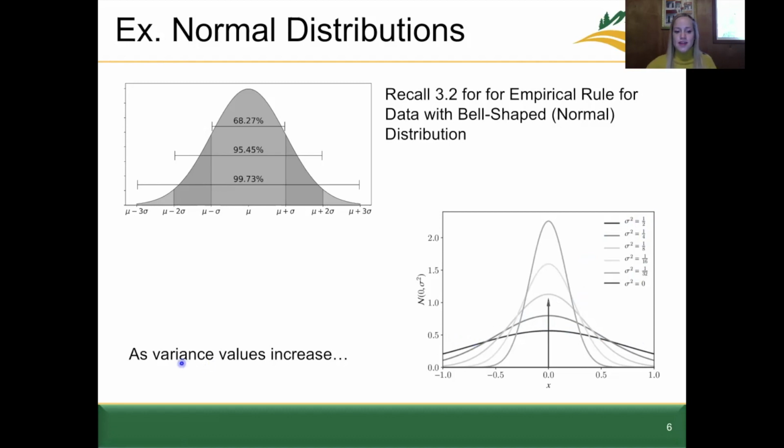So ultimately, as the variance value increases, the wider the spread is for a normal distribution. And that makes sense because we think about what the variance or the standard deviation means: it's how far each one of our values of x is from the mean value. So for a relatively larger variance, like 1/2, it's going to be a wide spread of the data.